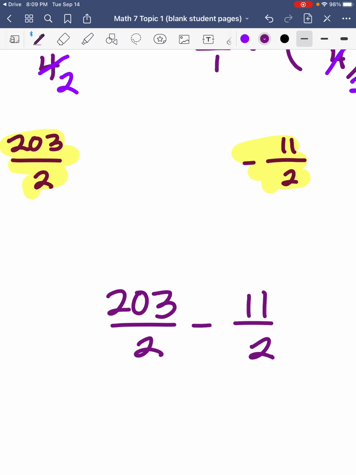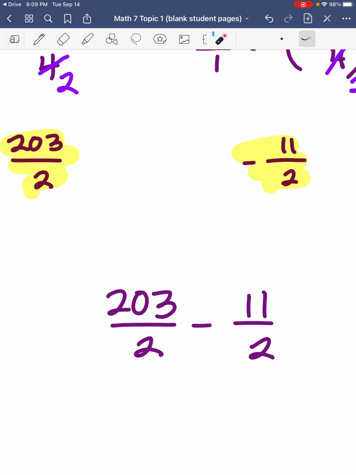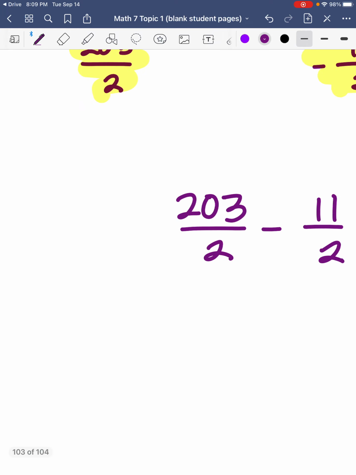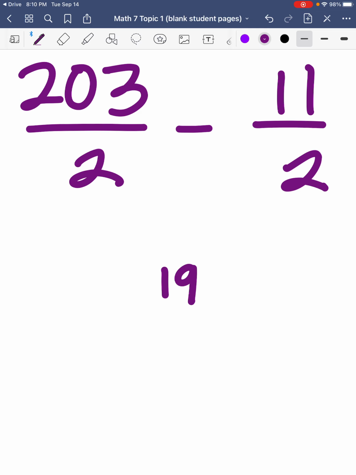What's good here is that we have the same denominator. So we don't need to change anything. So we're just focused right here on our numerators. So 203 minus 11. So 203 minus 11, 3 minus 1 is going to be 2. And then 20 minus 1 is going to be 19. So I have 192 over 2, and it should be positive. Now, how many points is that?